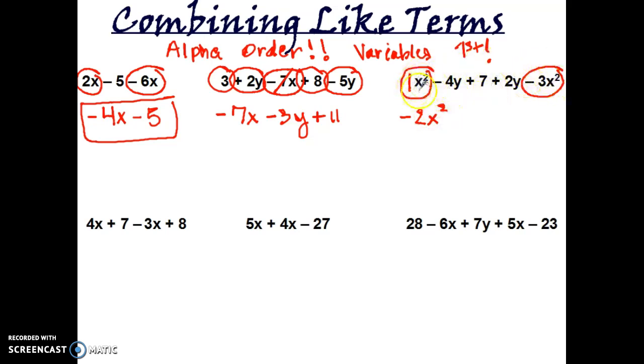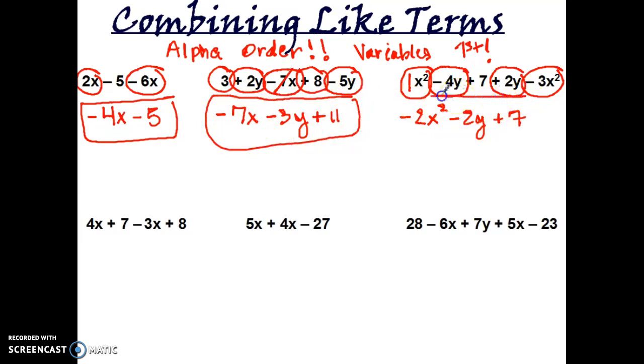All right, this is our variable. X squared is just our variable. All right, then we have a negative 4y combining with a positive 2y. That gives me a negative 2y. And then the 7 is by itself. No friends, no family. I forgot to circle my answer, box it, or oval it, whatever you want to call this.